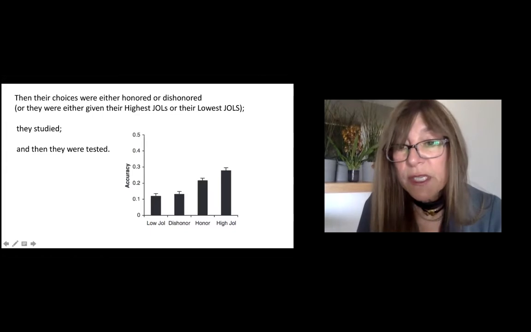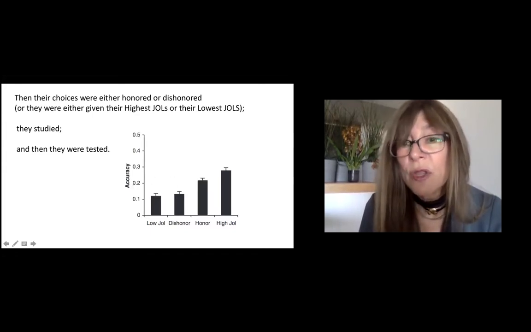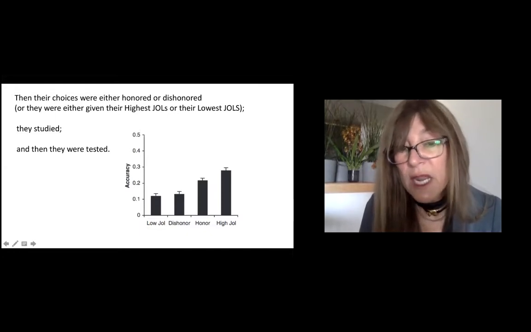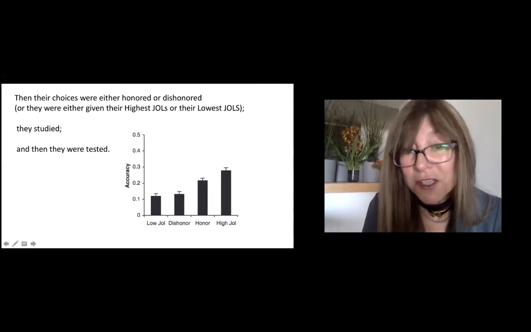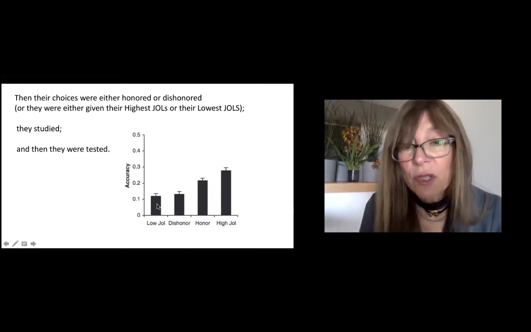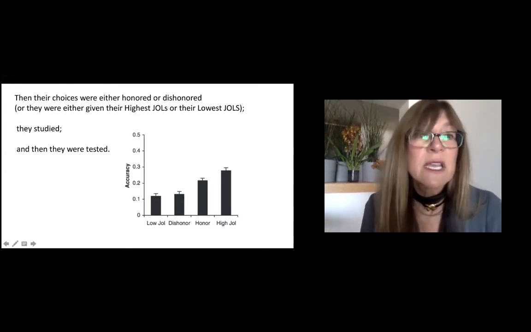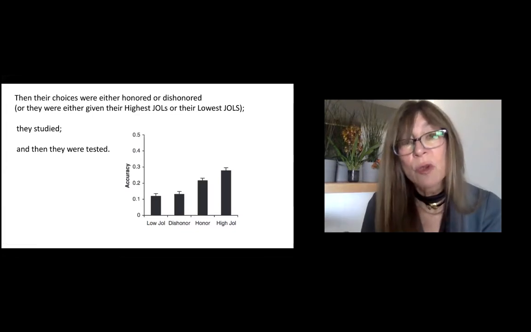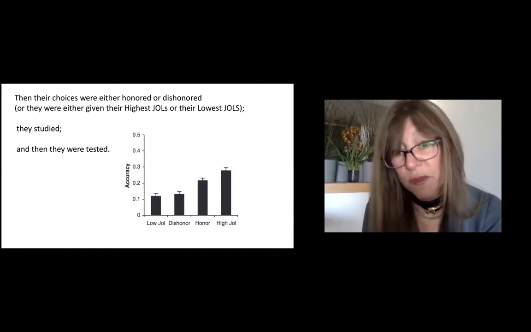And the honor choice here, this is their test performance later, the honor choice is when he gave them what they chose. The high JOL is actually even better. He gave them their highest judgments of learning. They were tested on everything. And the low JOL and the dishonor choice were about the same. So what we see is, their choices were either honored or dishonored, they studied and they were tested, and their choices were the right choices. It's where they learned best.